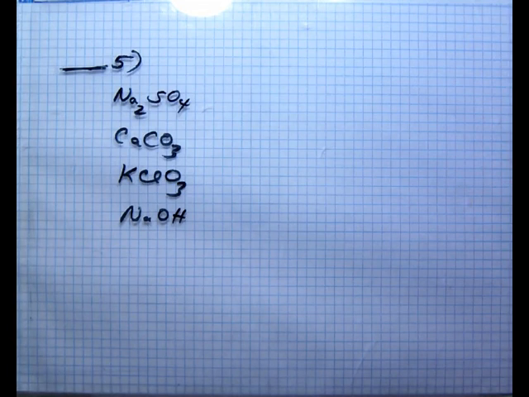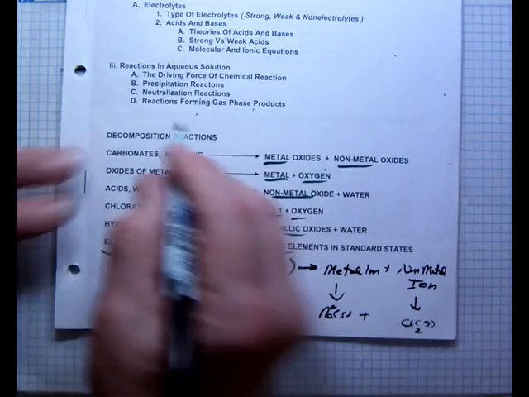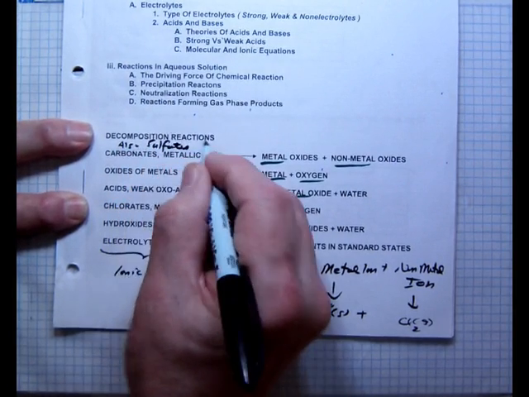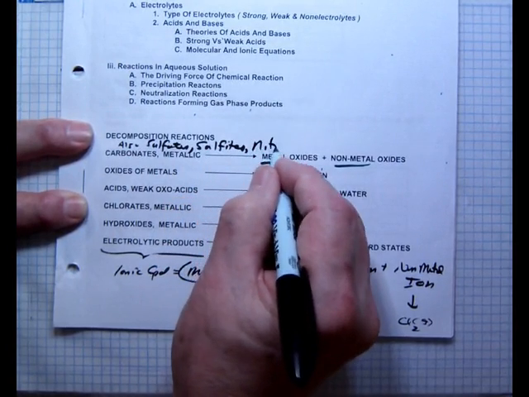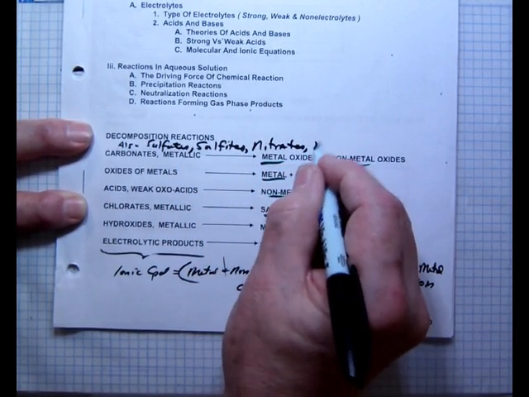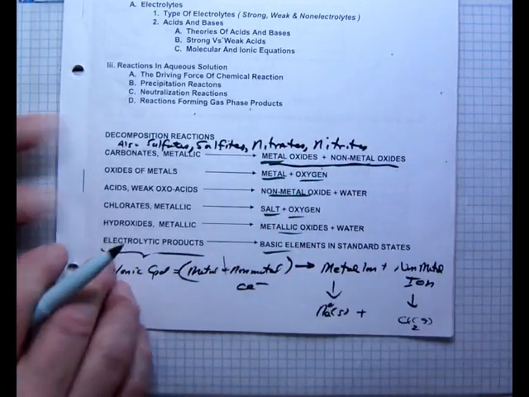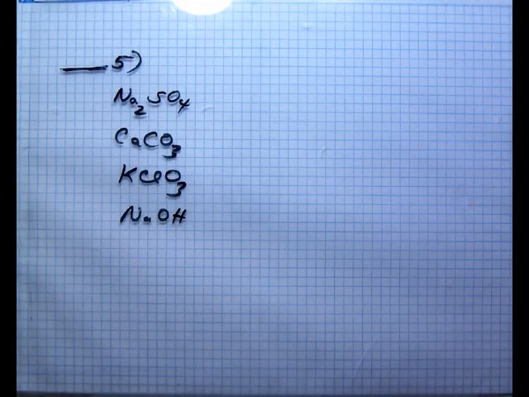So if you have carbonates, you can put in this also sulfates, sulfites, nitrates, nitrites. All of those will follow the same outcomes, and you'll see those today when we do the driving force in gas decomposition reactions, because they follow the periodic table.